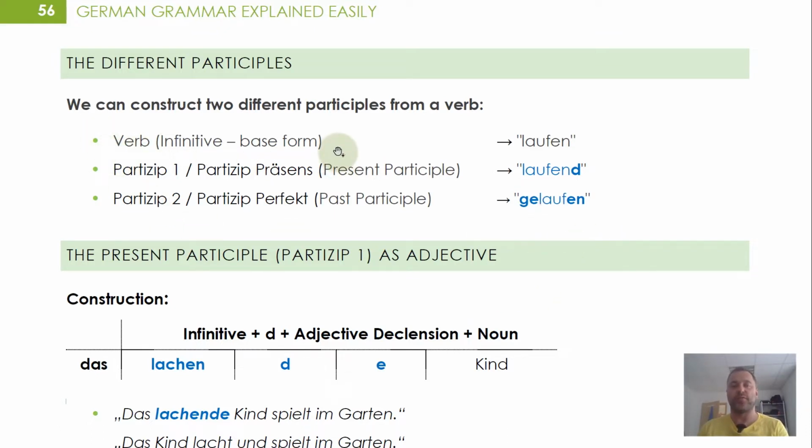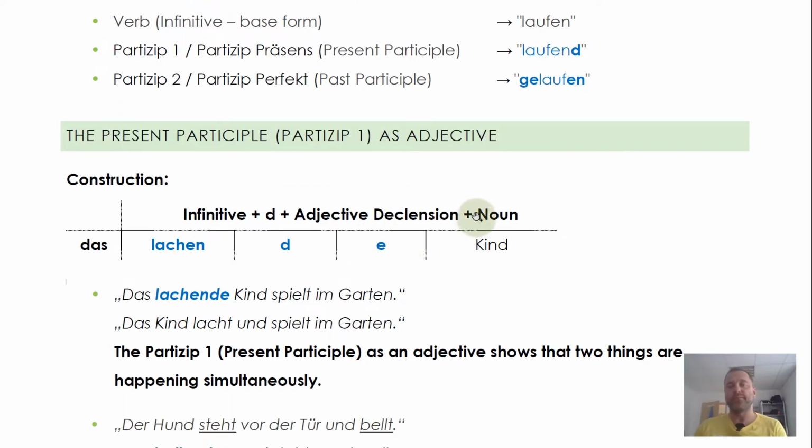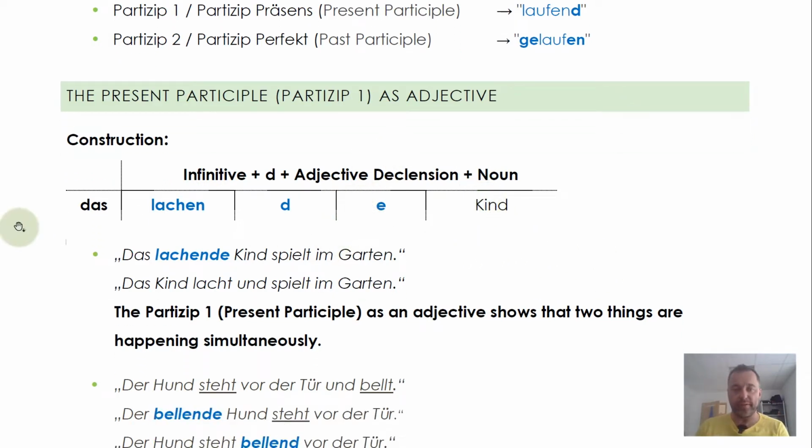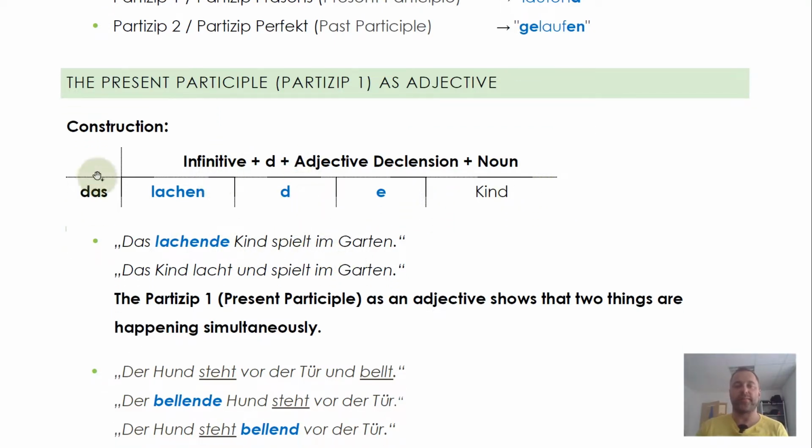There is the base form of the verb, for example laufen, to walk. Then there is the present participle, or in German Partizip 1, Partizip Präsens, laufend. And there is the past participle, so Partizip Perfekt or Partizip 2, gelaufen. And both of them can be used as an adjective. For example, das lachende Kind. So we simply use the present participle plus adjective declension plus the noun.